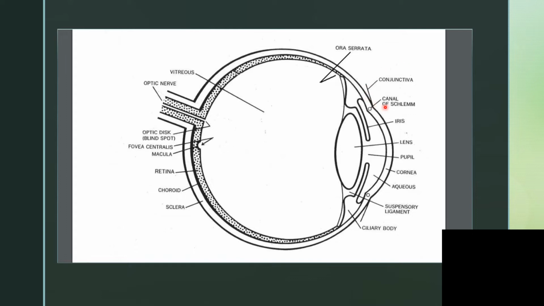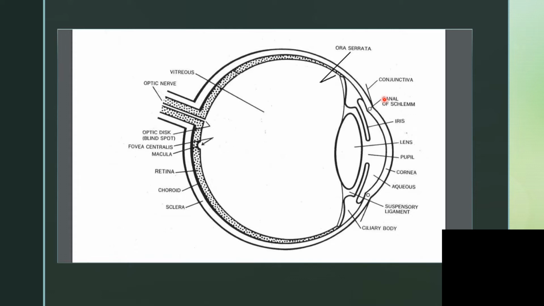The canal of Schlemm is this hole here, but it is not a hole. It is basically a collection canal that drains the aqueous humor from the anterior chamber of the eyeball. The canal delivers it to all the veins in the eye.